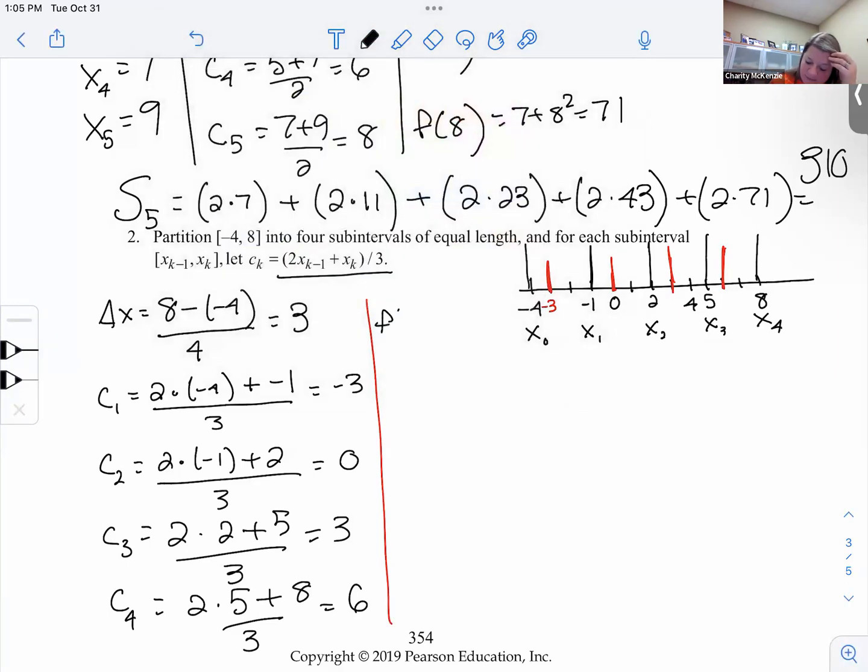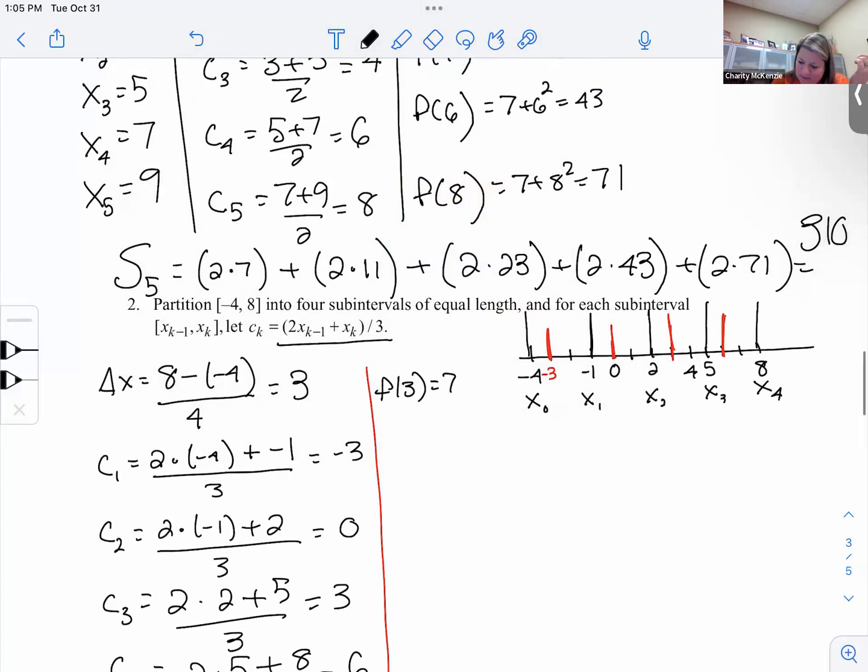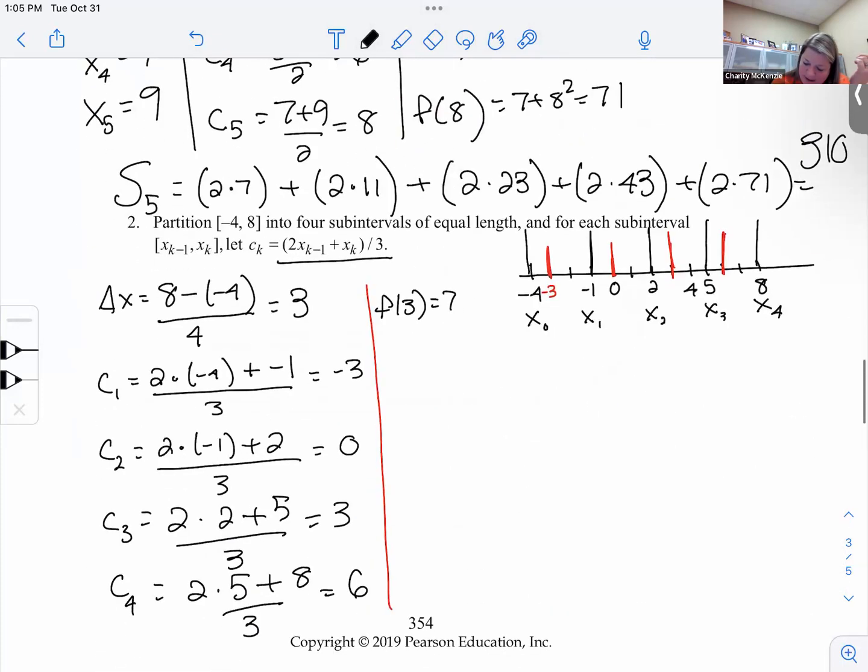So f of 3 is going to be, we still have that same function, let me look real quick. Sorry, 7 plus x squared, yeah. So 7 plus 3 squared is 16. And then the next one would be a -3. And so, oh, no, the next one is 0, sorry.